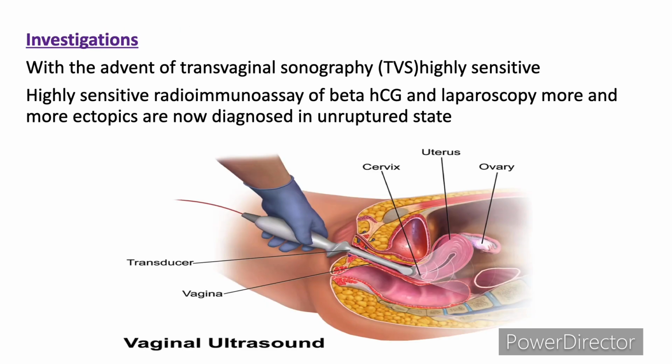The investigations which you can perform are, with the advent of transvaginal sonography, highly sensitive radioimmunoassay of beta HCG and laparoscopy. More ectopics are now diagnosed in unruptured states.